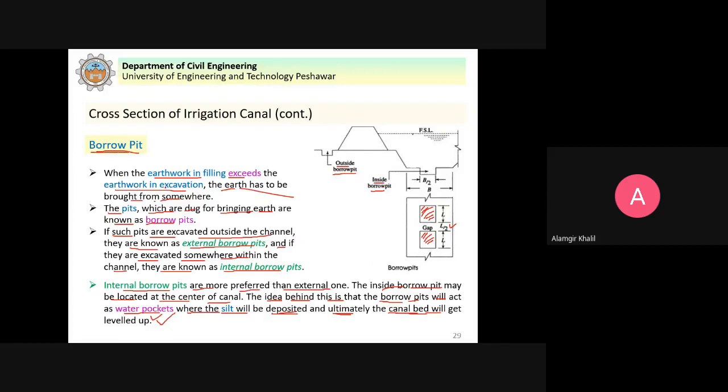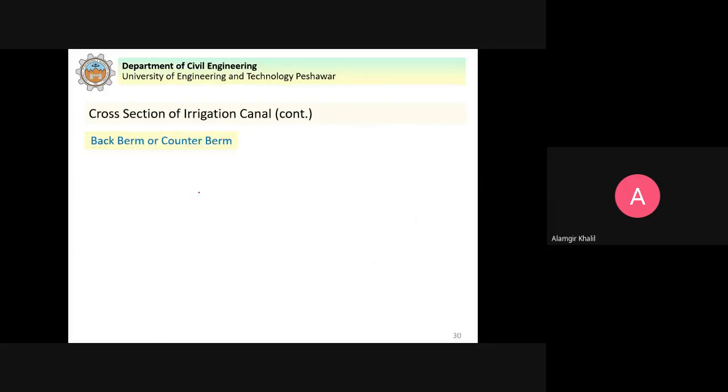Clear? We borrow the material that is required for filling in case the earthwork in filling exceeds the earthwork in excavation. Next we have bank berm or counter berm.